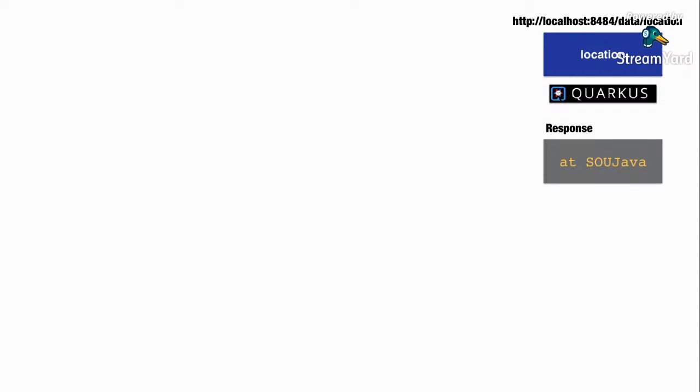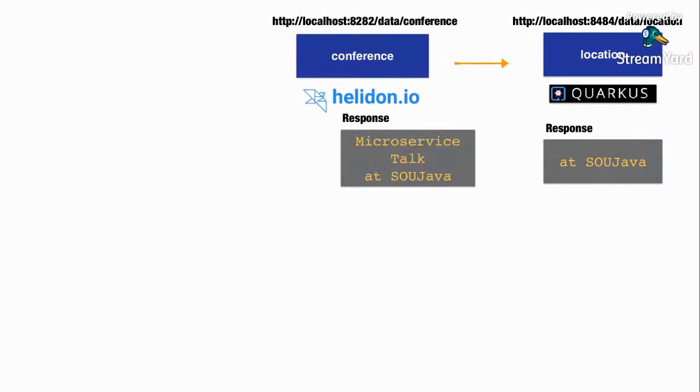And this one says at SouJava. If I were to visit you in Sao Paulo, it would say Sao Paulo. And then the next question is, what am I doing here? Often it's that I'm speaking at a conference. So I would have a service that says you have a microservice talk at SouJava, or the conference I'm at.